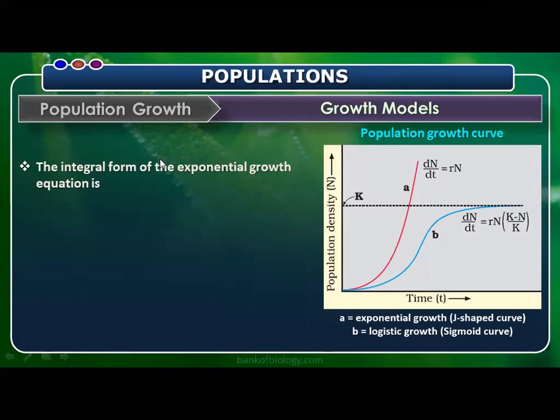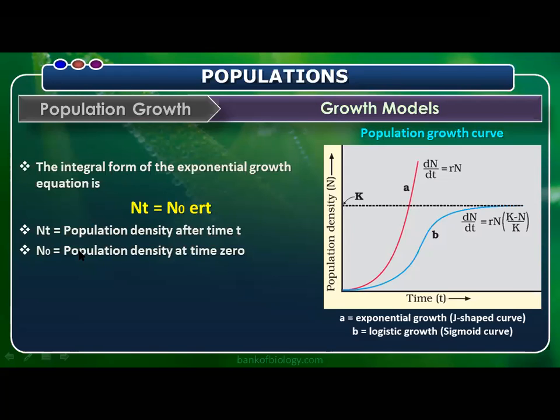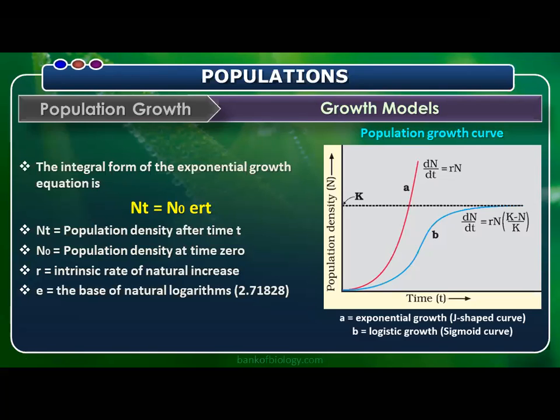When the same is explained in the integral form of the exponential growth equation, it is shown in the form of Nt equal to N0 e^(rt). We should not try to understand this derivation here. We just need to understand the integral form of the exponential growth. Here, Nt equal to population density after time t, N0 equal to population density at time 0, r equal to the intrinsic rate of natural increase. And this value is very important. The logarithmic base value of e is 2.71828. This is very important to be remembered.